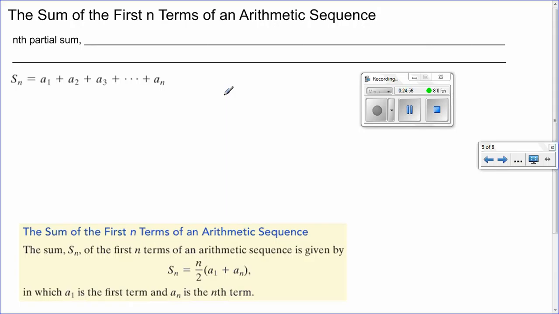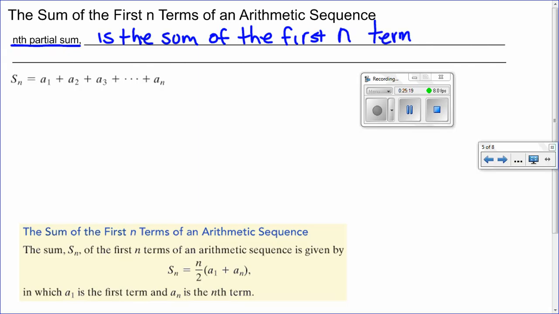So the sum of the first n terms of an arithmetic sequence. And so an n-th partial sum is the sum of the first n terms of an arithmetic sequence.